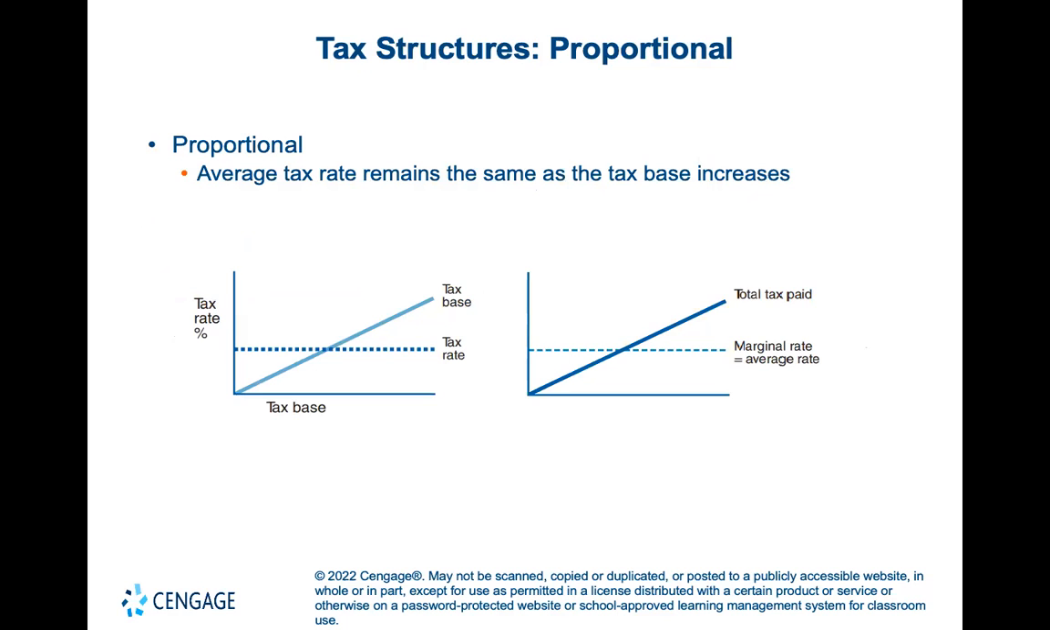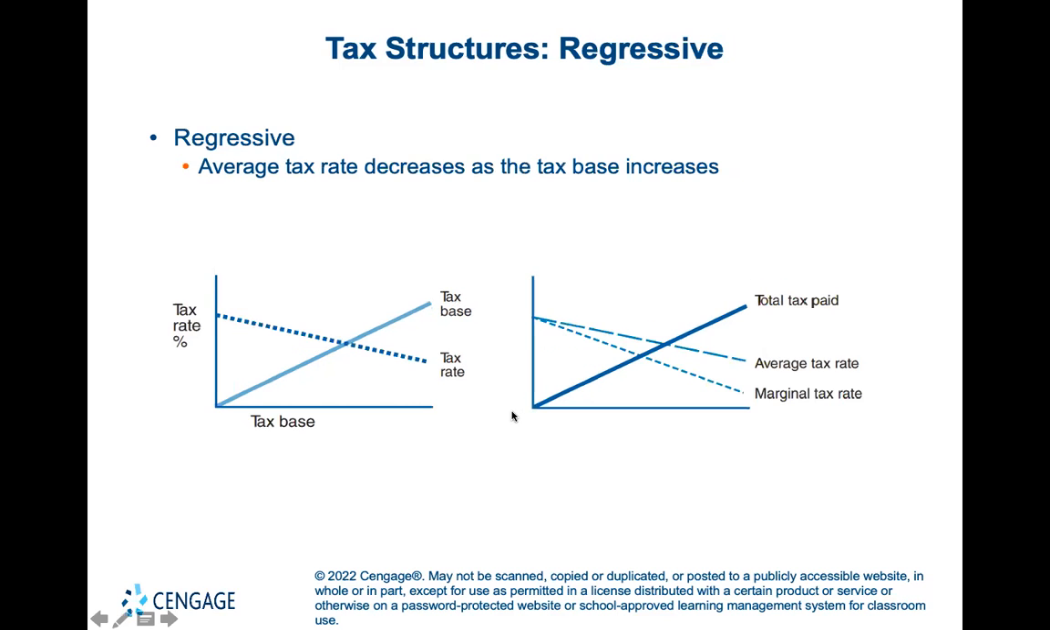So here's graphically what this will look like. Proportional: average tax rate remains the same as the tax base increases. On the left side, as you can see, tax rate and then tax base. On your horizontal axis, you have tax base. On your vertical axis, you have tax rate, and that's similar in both graphs. And of course, the marginal rate equals the average rate, and then your slope is going to be your total tax paid.